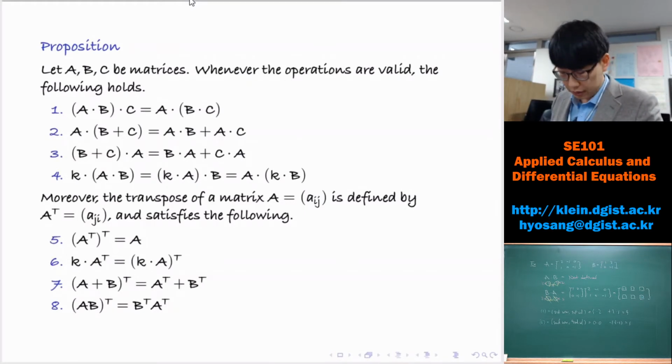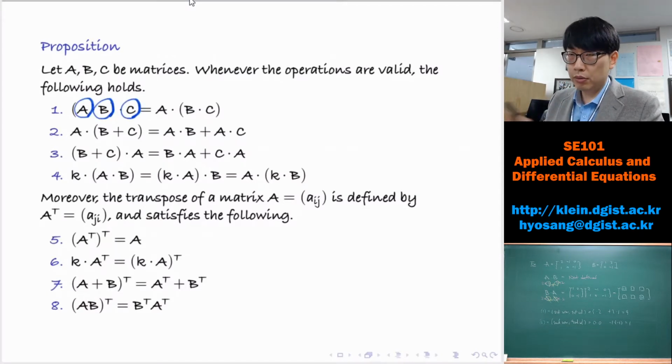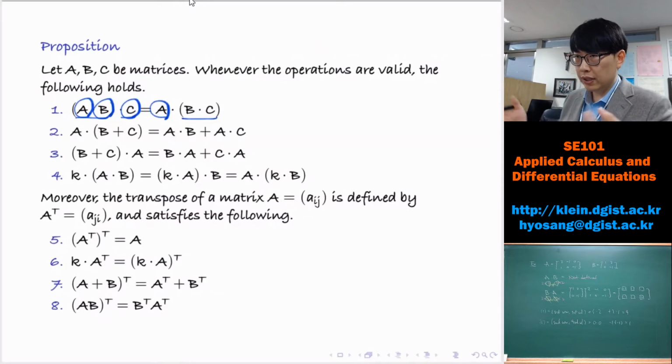So these are propositions. So first of all, if you have 3 matrices, you can multiply 3 matrices in any order. You can concatenate your multiplication in any order. So if you multiply A times B times C, there are 2 ways to do this multiplication. First, you take the multiplication of A, B, and then C, or you take the multiplication of B, C, and then A. So the order of this concatenation doesn't matter.